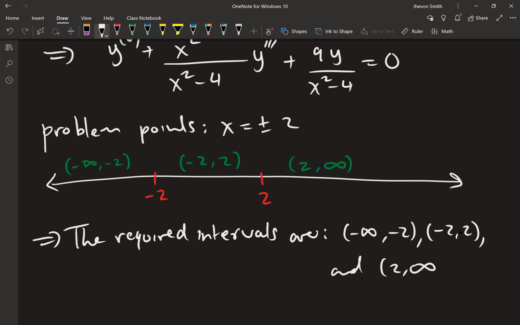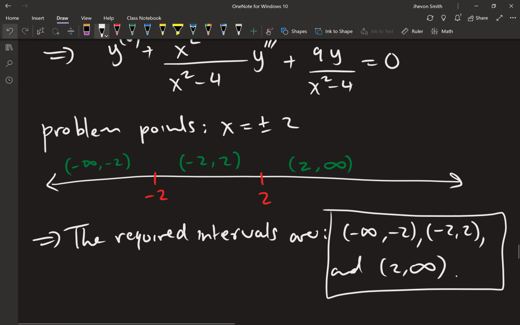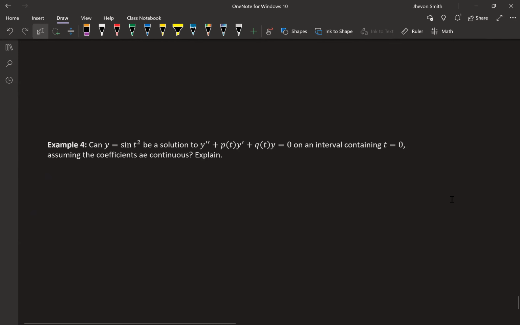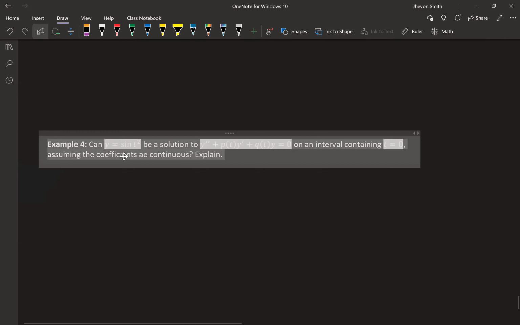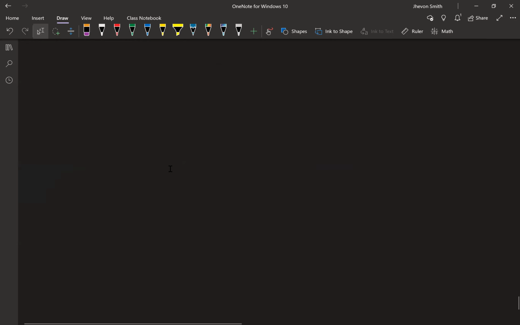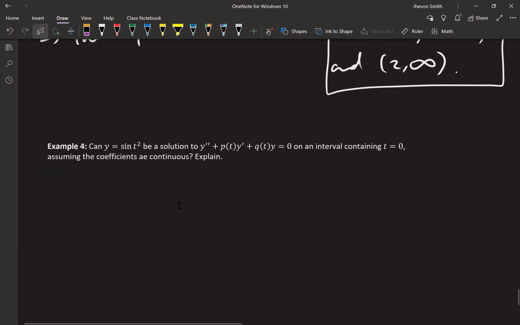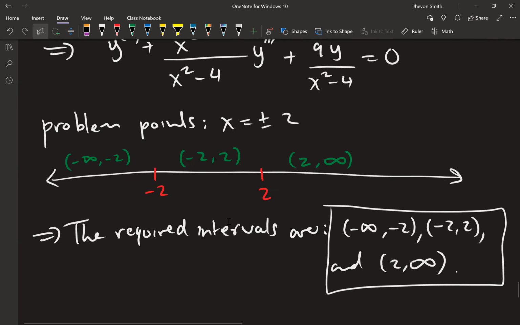So there are 3 possible areas that you can actually find for the solution here. What else do we want to know? This is the last one.